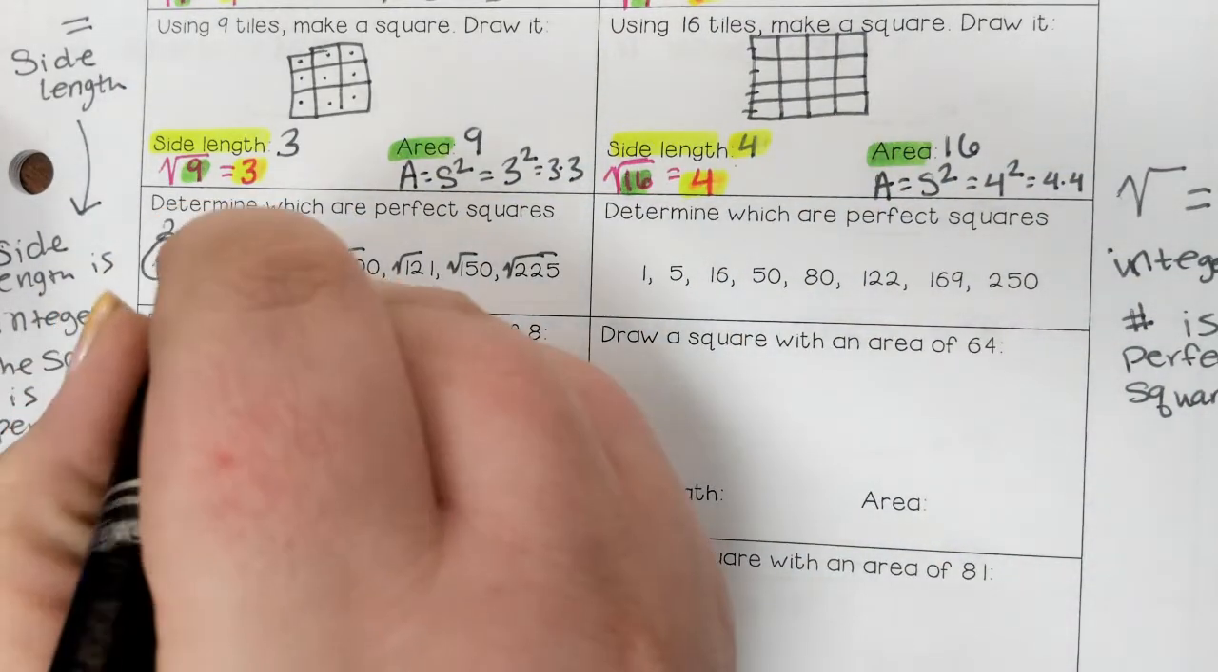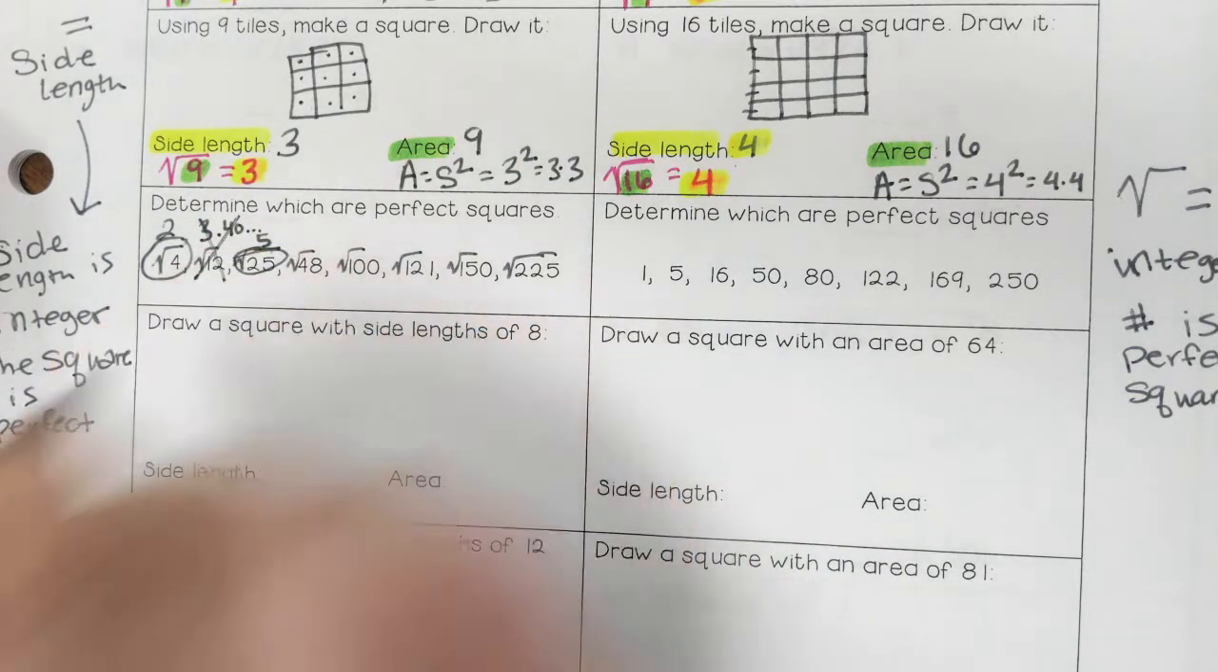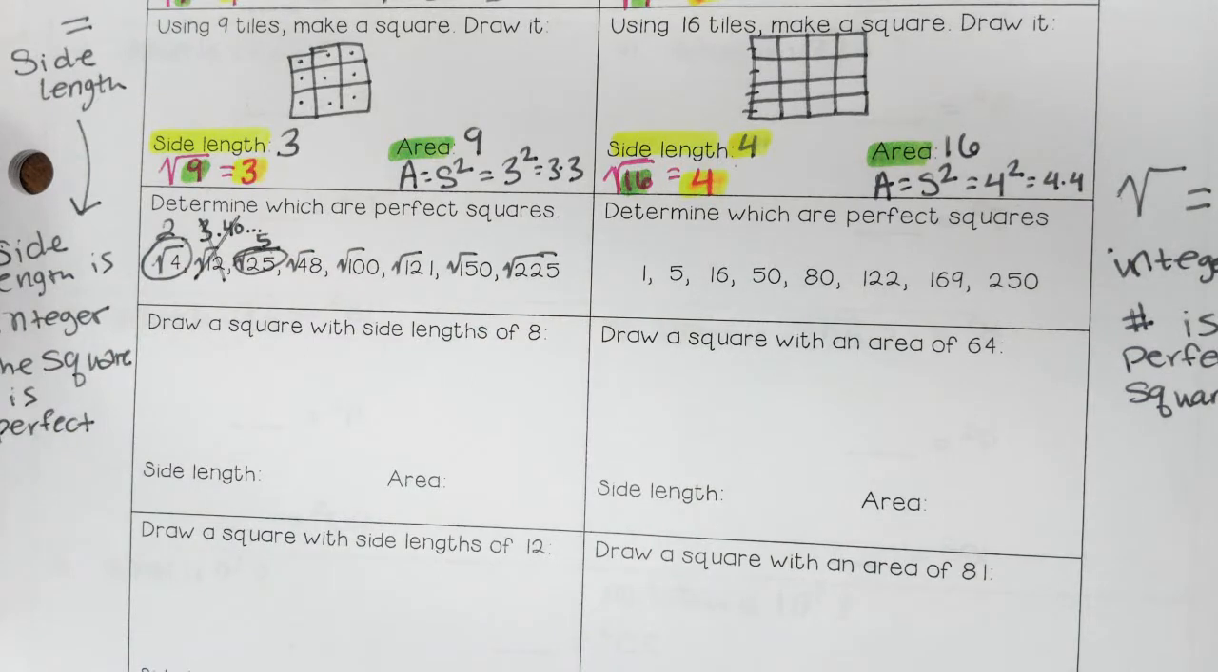The square root of 25 is 5, because 5 times 5 is 25, which means 25 is a perfect square number.